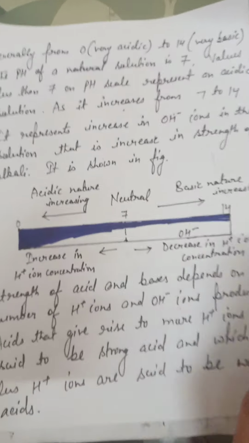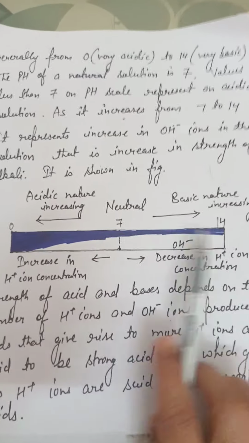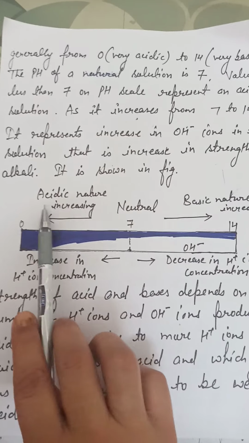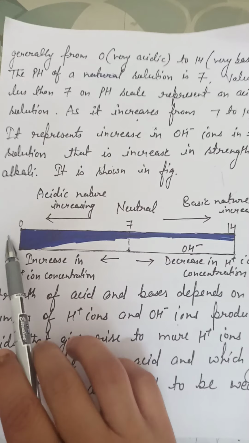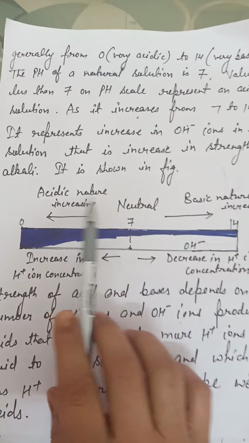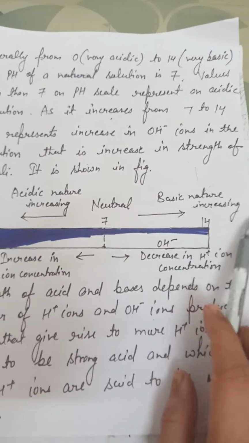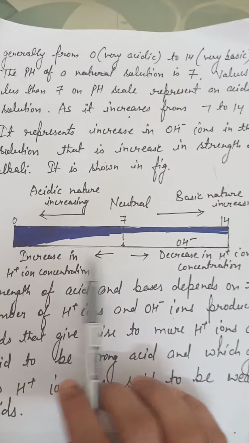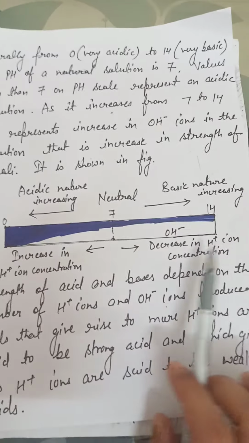The scale is given here. This is a scale in which 0 is pointed here, 14 is here, and 7 is neutral. The arrow sign is showing here that the acidic nature increases. That means as we go from 7 to 0, the H positive ion concentration keeps increasing, so acidic nature increases. And as we move from 7 to 14, basic nature increases as OH negative ion concentration increases.